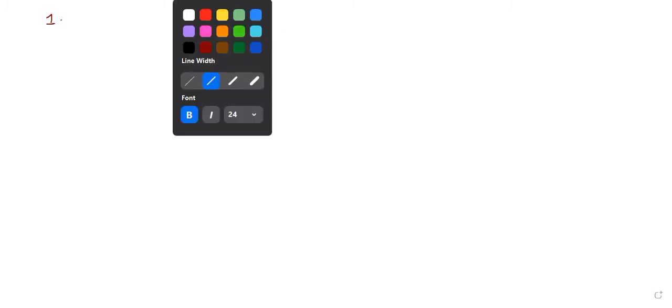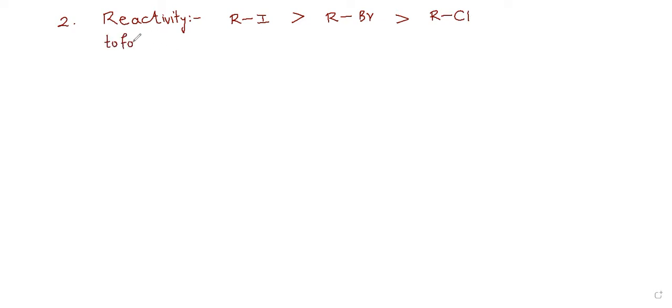Okay, the second point is with respect to reactivity and other things. Reactivity of Grignard reagents. There are two things we must know. In case you keep the alkyl group the same, then with iodide, bromide, and chloride, this is the reactivity order to form Grignard reagent. That means alkyl iodide will form Grignard reagent more quickly than alkyl bromide, and more than alkyl chloride.